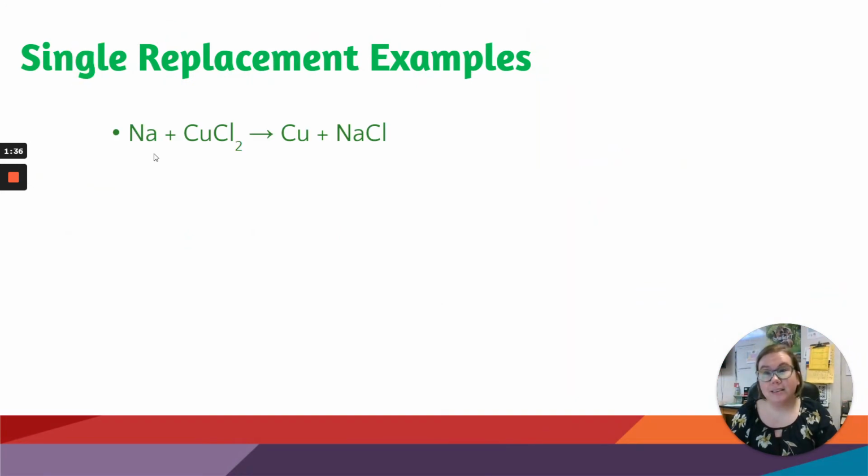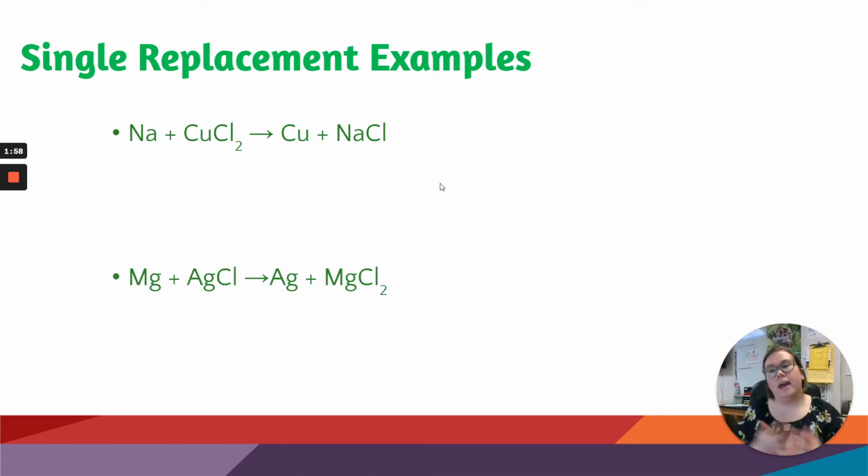So a couple other examples. Here we have Na and CuCl2 reacting to form Cu and NaCl. Again, we've got that single element on both sides and a compound on both sides, and that single element and one of the things in the compound are kind of switching places. Single replacement. Another one, we have Mg and AgCl reacting to form Ag and MgCl2. Again, single element on both sides and a compound on both sides. It's just what's single, what's by itself, that is switching. Okay, that tells us it's a single replacement.